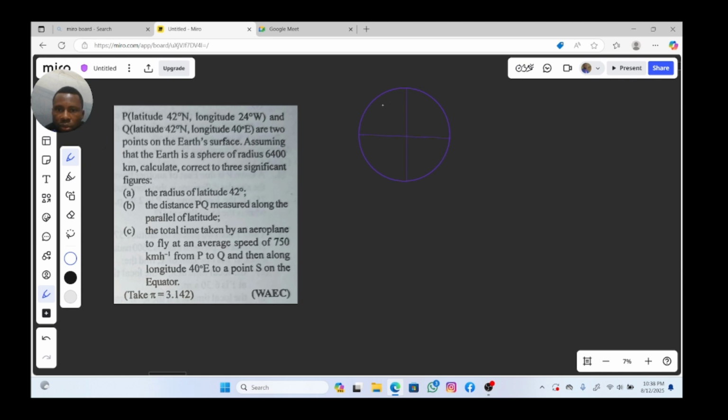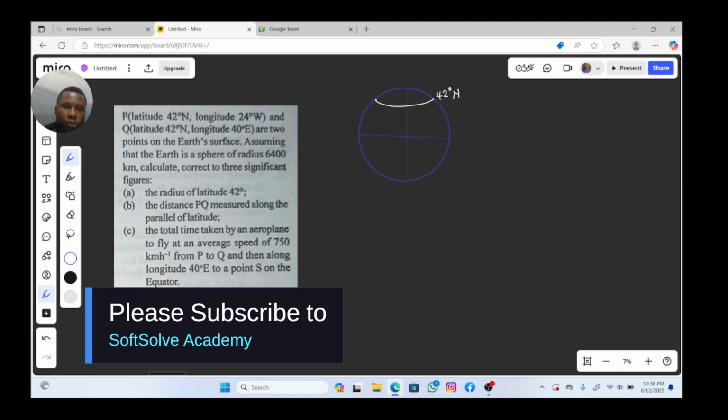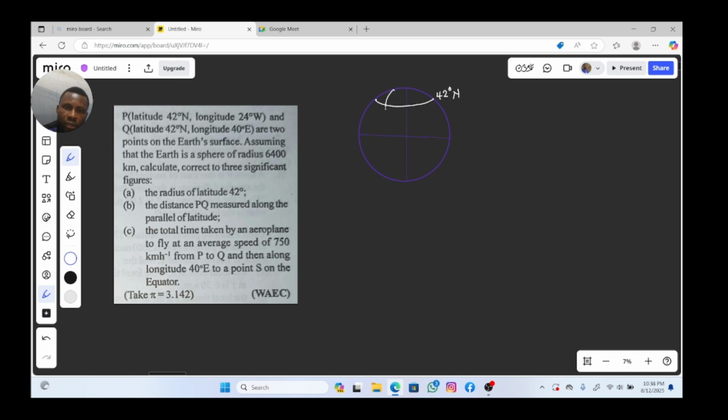P is 42 degrees north, so it will be on the northern part. So this is the 42 degrees north part, and then longitude 28 to the west. So this is going to be to the west. 24, sorry, not 28, 24 to the west. Okay, so where the two of them met is point P.